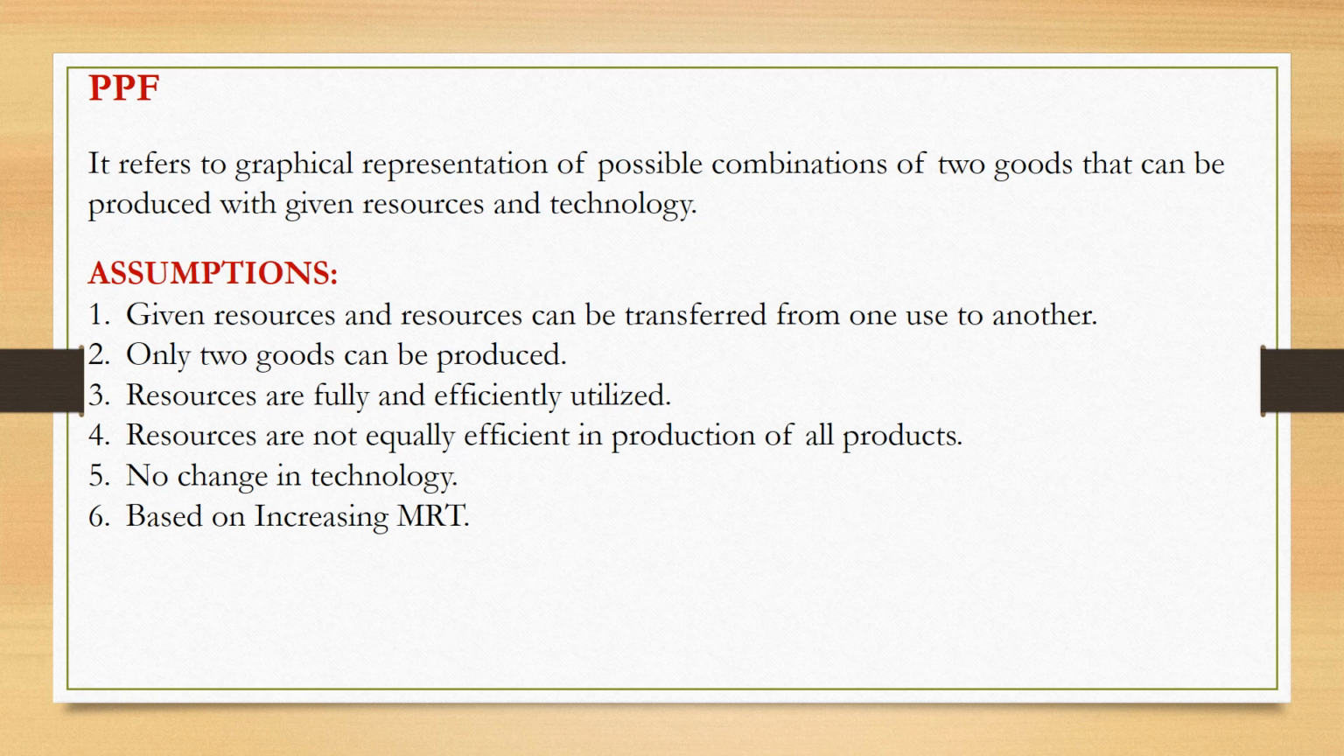Number five, the level of technology is assumed to be constant. It is given in the definition that resources are given, the first assumption, and technology at the end of the definition, that is the fifth assumption, no change in technology. Sixth, it is based on increasing MRT. MRT is what? Marginal rate of transformation. We'll define it later.